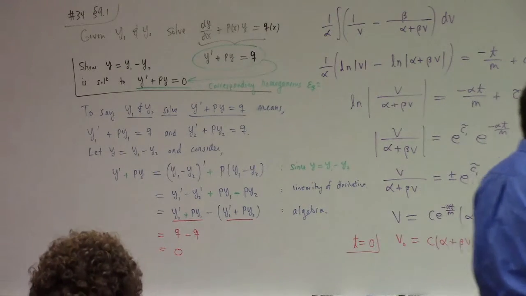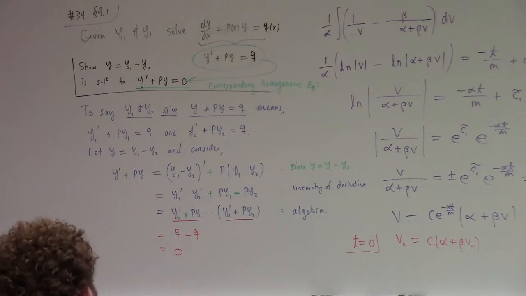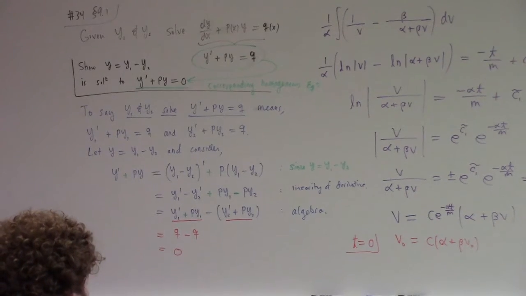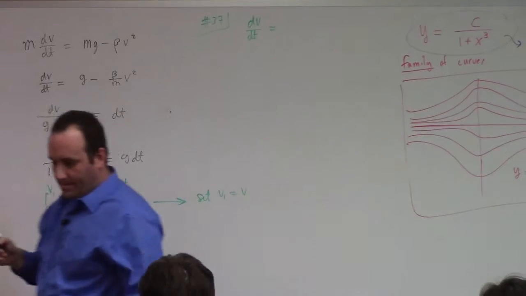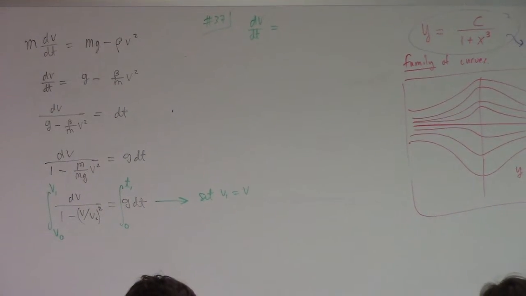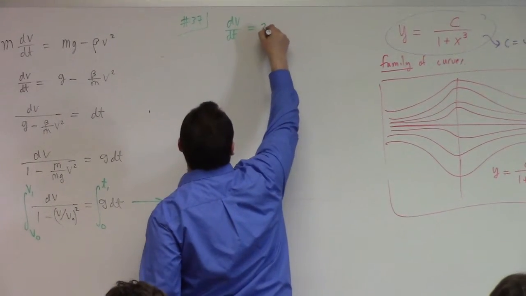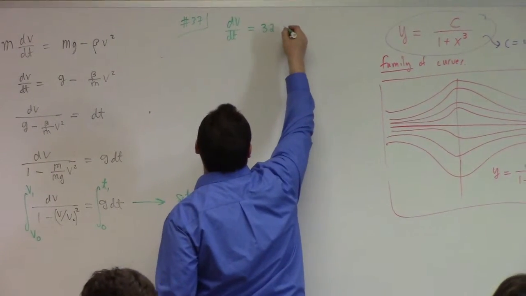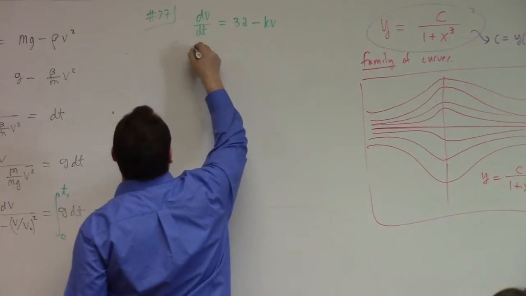So I guess the way I would solve number 37, so you got what? You got dv dt equals to what? 32 minus kV, all right. So you got like mass, you can think about this as like mass being 1 or something. 32 minus, was it kV? So we separate variables.